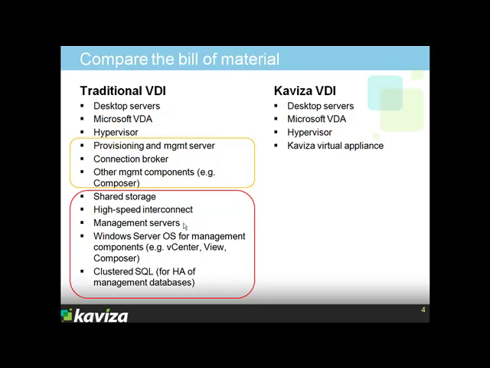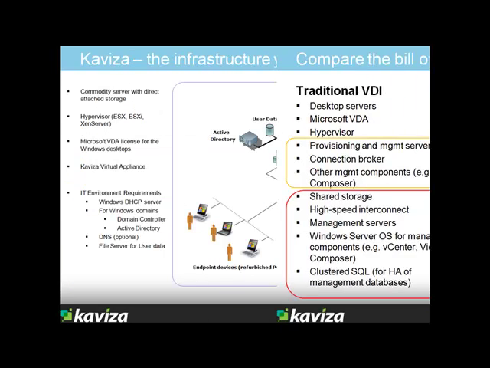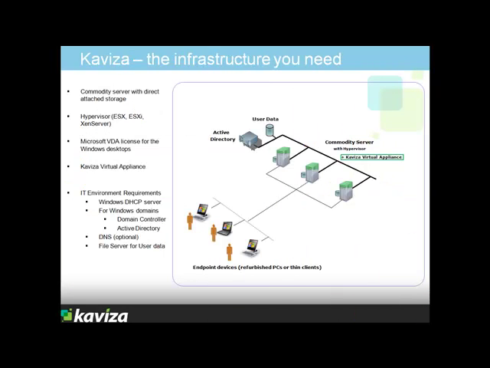These are the additional components that you need for traditional VDI solutions in order to create a production-ready system. So with Kaviza, you start with one server and then you can add more for high availability and scalability. So let's look at what you need for that first server.